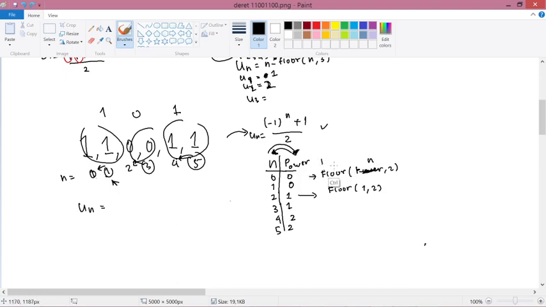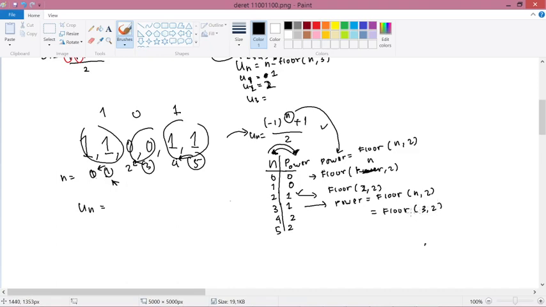So power is equal to floor of n divided by 2. This one we need to replace with the formula. So let's try if n is equal to 2, 2 divided by 2 is 1, floor 1 is 1, so it is correct. Let's try this one. Power is equal to floor of n comma 2, so floor of 3 comma 2. 3 divided by 2 is 1.5, and floor of 1.5 is 1, so power is 1, so it's correct. Let's try one more time.